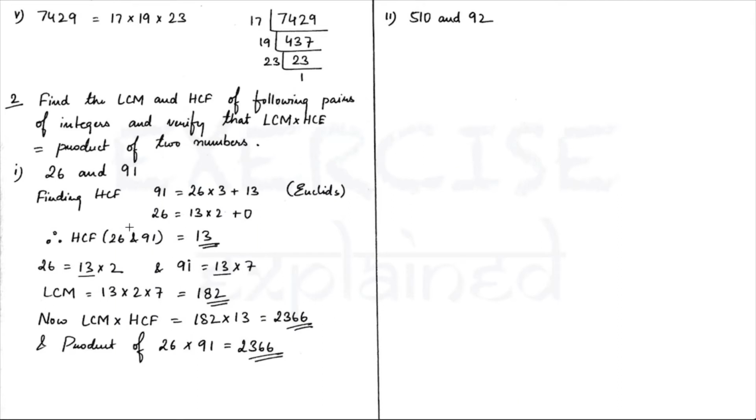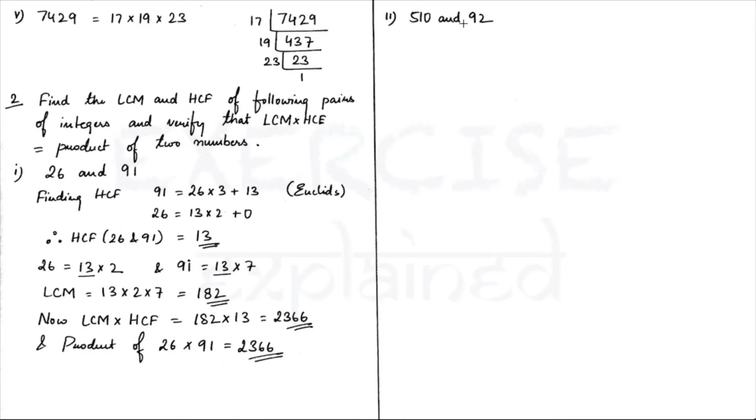Now the question had asked us verify that LCM into HCF is equal to product of two numbers. So what I do is I multiply LCM and HCF, that happens to be 182 into 13. So that gives me 2366. Now what I do is I take the product of the two numbers which are given in the question, that is 26 and 91. So I multiply 26 and 91 and I get it as 2366.